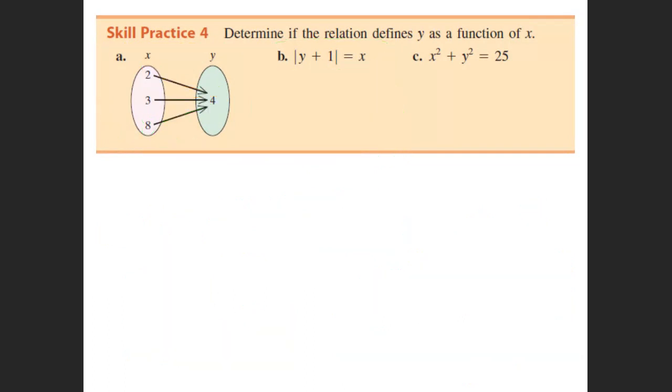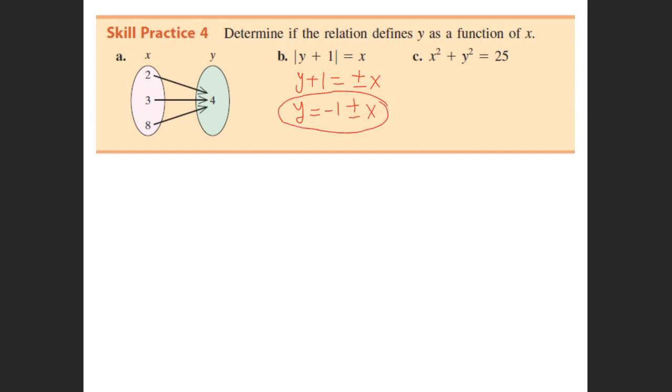This is not a function. Why? Because if you solve this equation for y, you have to eliminate the absolute value bracket. So you have to add plus or minus for this x. So y in this case is minus 1 plus or minus x.